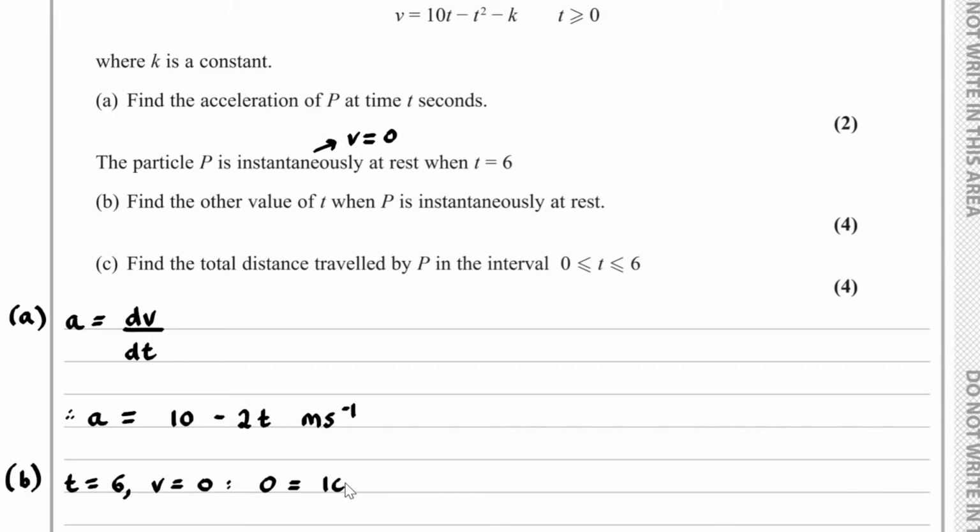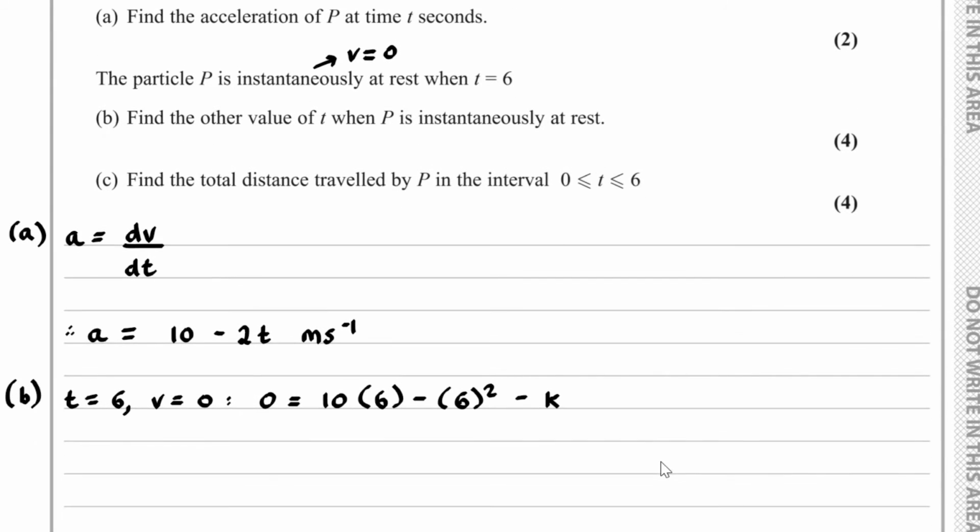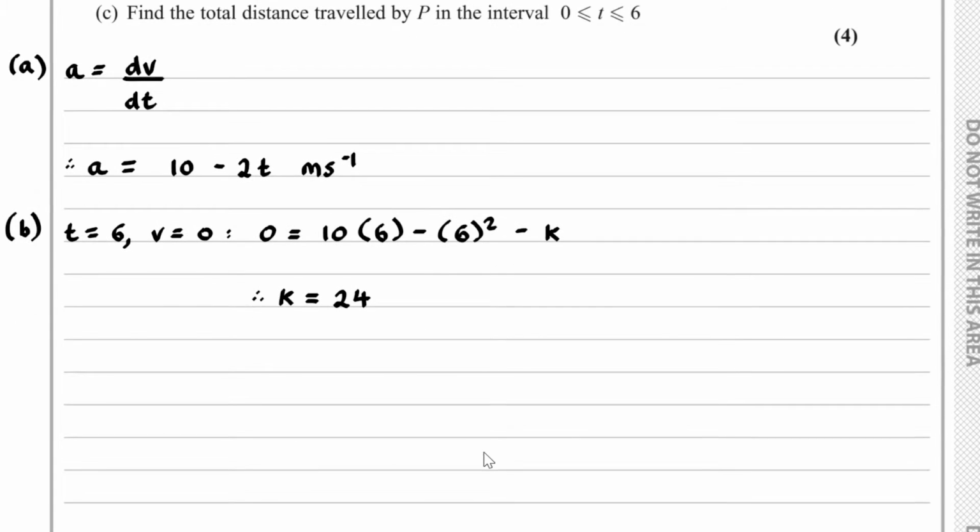This is equal to 10 lots of 6 minus 6 squared minus k. And if we solve for k, k is equal to 60 minus 36, which is 24. And so therefore, v is equal to 10t minus t squared minus 24.